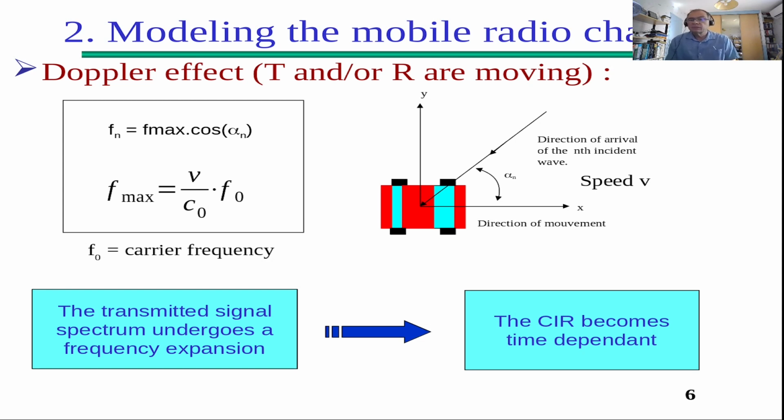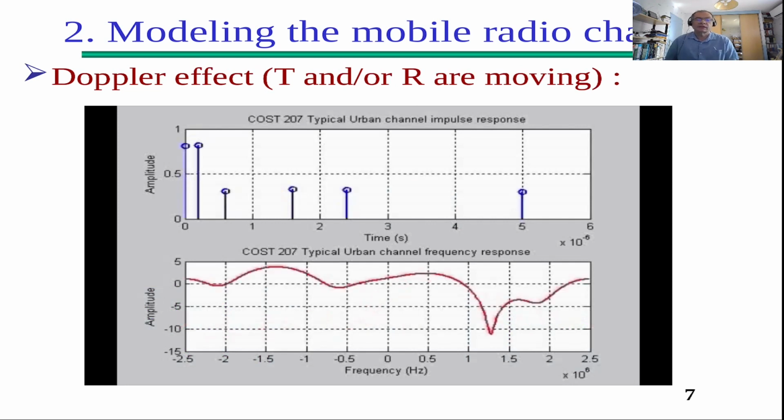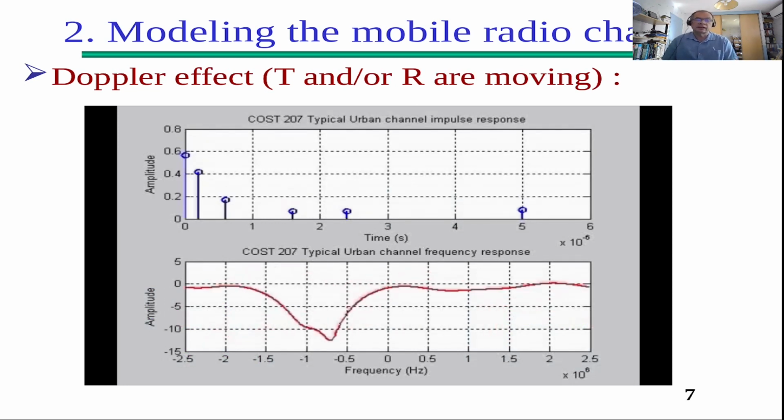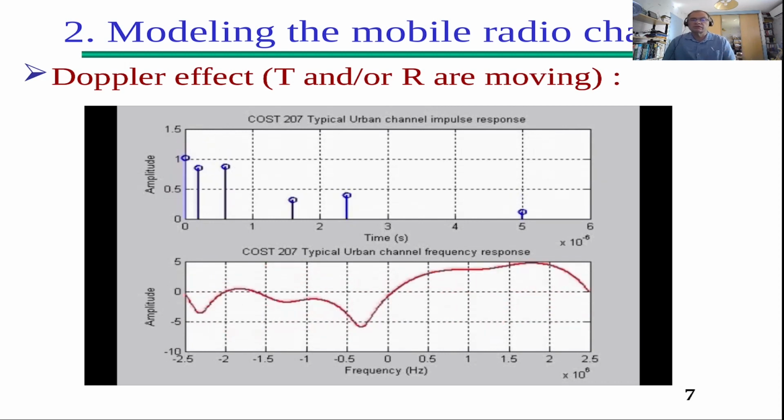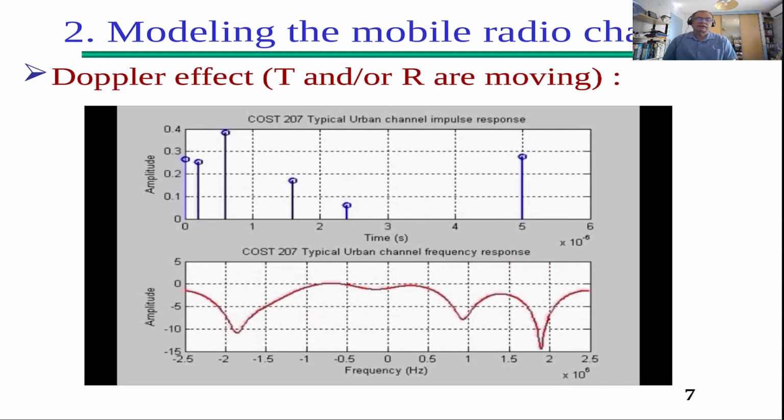Depending on the path, you can have different f max, because it depends also on the cosine of the angle of the incident wave. So the consequence on the channel impulse response is that it becomes time dependent, and you can see this with this little animation. You see that the amplitude and also the phase, which is not represented here, change over time. So the consequence is that on the spectrum you're going to have changes also, and you see here the effect of what is called frequency selectivity.